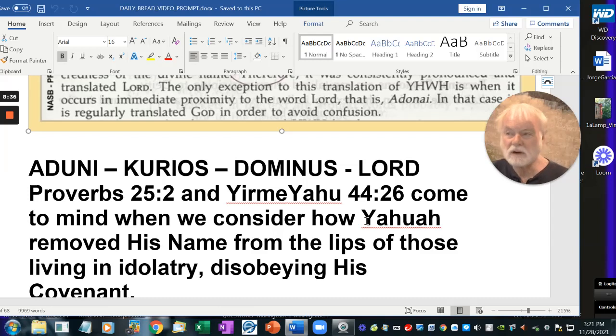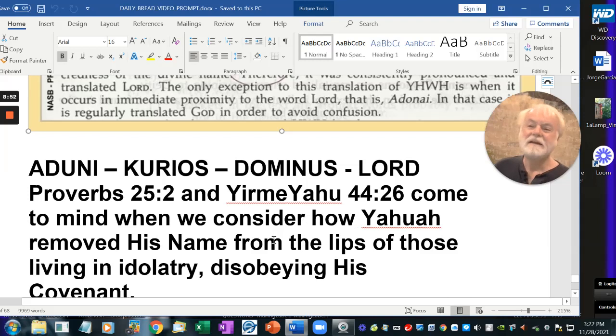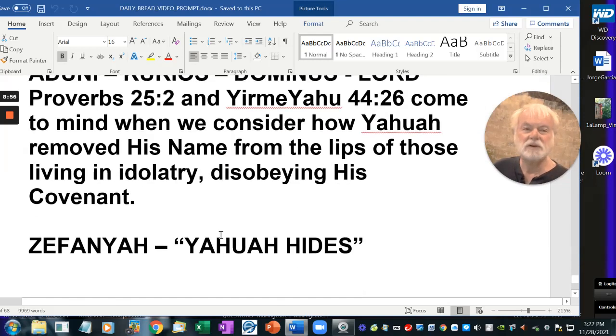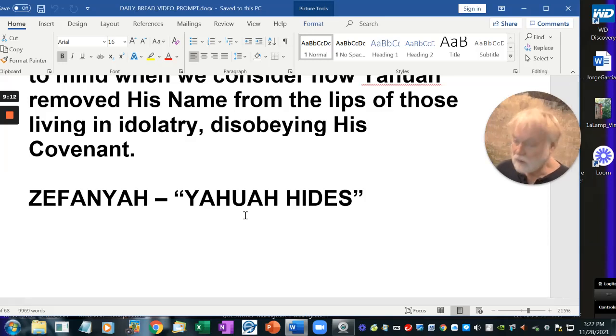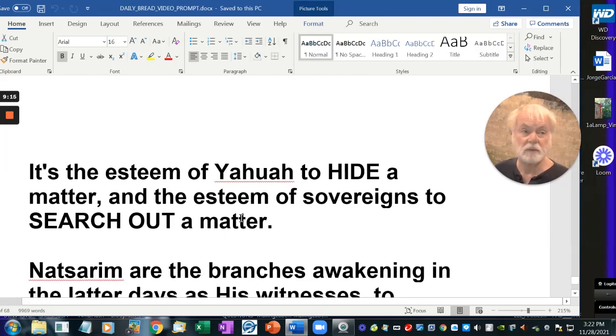They come to mind when we consider how Yahuah removed his name from the lips of those living in idolatry, which is doing Egyptian stuff. If you walk like an Egyptian, he's removed his name from you, you know. Those are living in idolatry. That means you're disobeying his covenant. And if these people that translate his words disobey his covenant, that means they don't know him. The prophet Zephaniah means Yahuah hides. Well, he certainly does hide from those people who don't know him. If you want to know him, draw closer to him and he will draw closer to you.